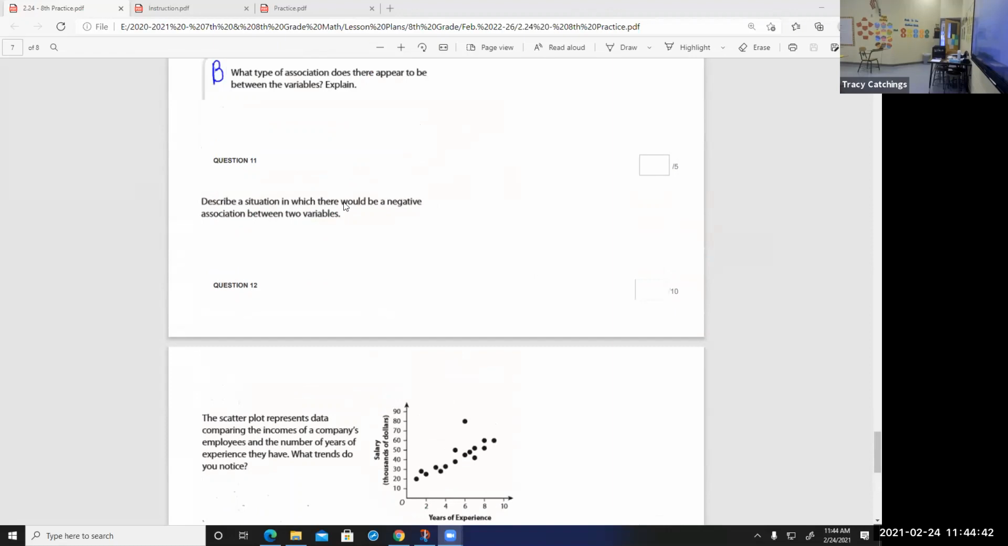All right, so 11 said describe a situation in which there's a negative association. What could be negative? Did we do that? We did some answer choices where they let us choose it. Now they want you to decide on what could be negative. Hair product and how stiff your hair is. But the more hair product, the stiffer it's going to be, right? So that's going to be positive.